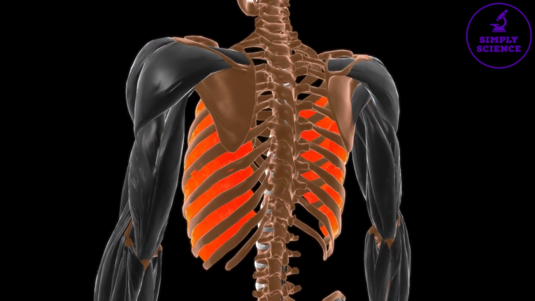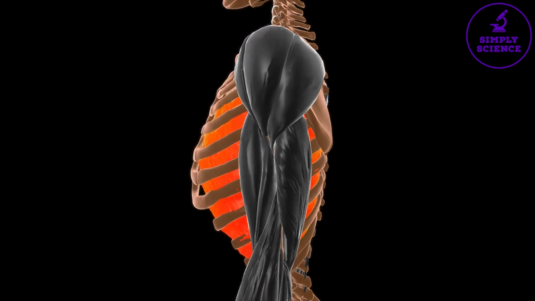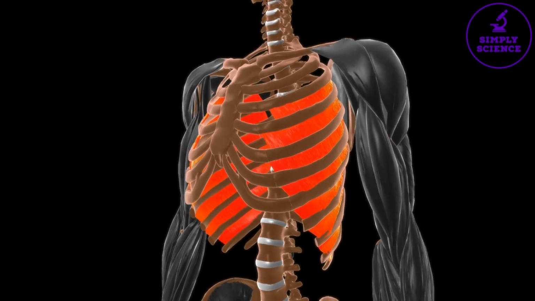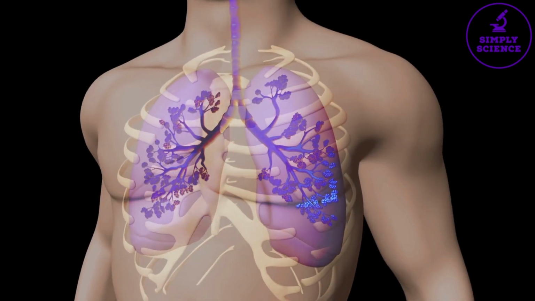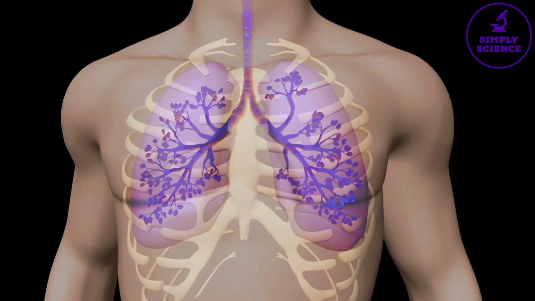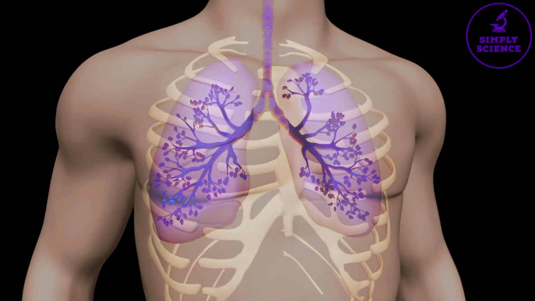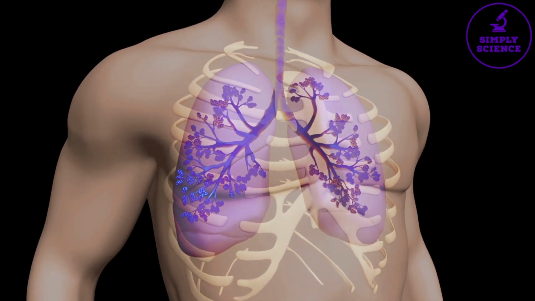the thorax. When we breathe in, the intercostal muscles lift the rib cage upwards and outwards, and the diaphragm flattens. This increases the volume and decreases the pressure, causing air to enter the lungs.